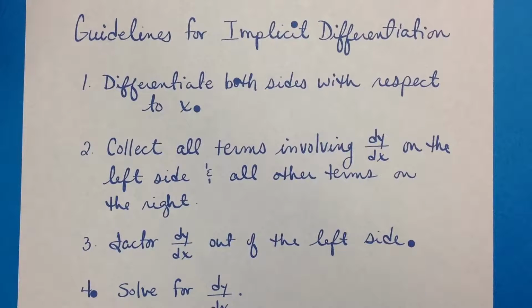Okay, so if you have all terms on one side involving dy/dx, then that would allow you to do step 3, which would be to factor out dy/dx from all of those terms, with the fact that they all have that in common. And then step 4 would be to solve for dy/dx. Okay, so this will be the process that we're going to go through with the following examples.